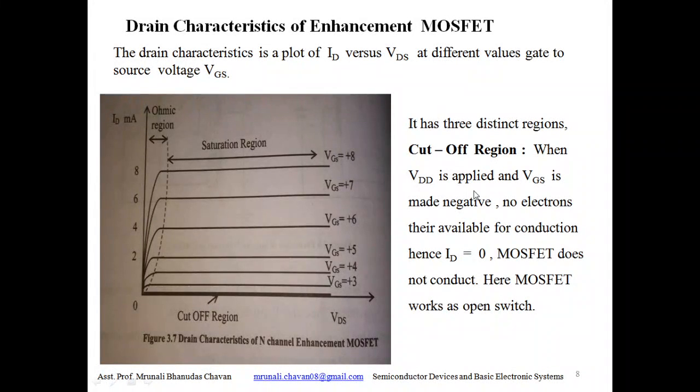Cutoff region: when VDD is applied and VGS is made negative, no electrons are available for the conduction and hence ID is equal to 0. MOSFET does not conduct, and here MOSFET works as an open switch. That is, this is the cutoff region for VGS equal to 0 or VGS negative.